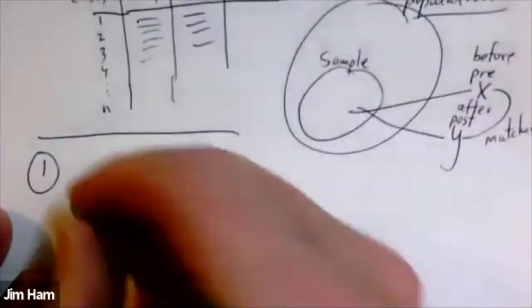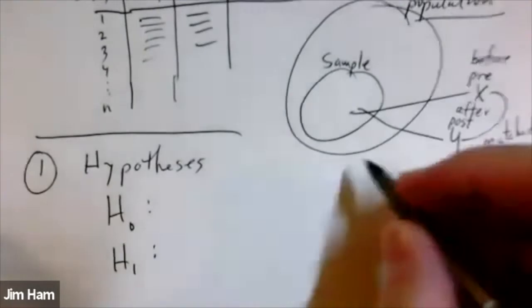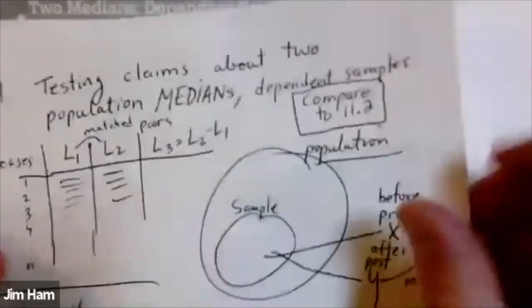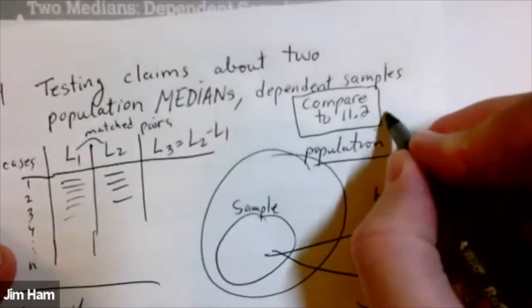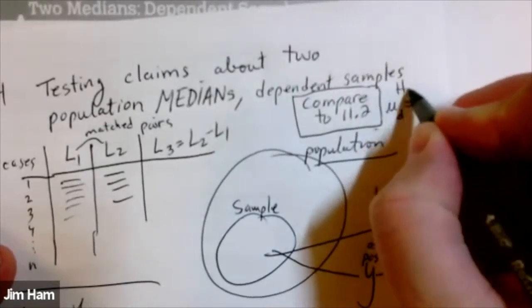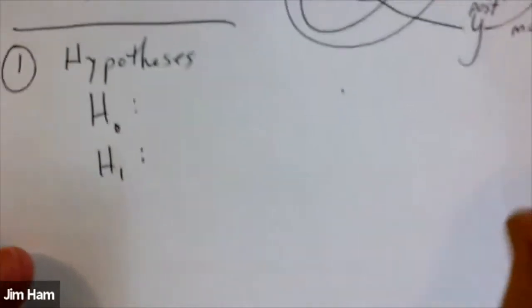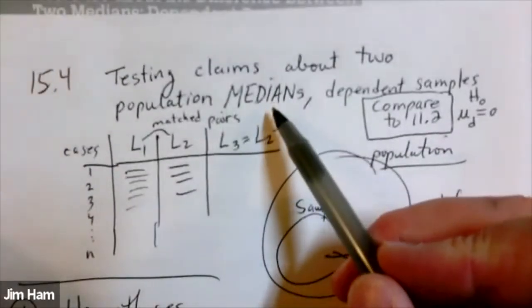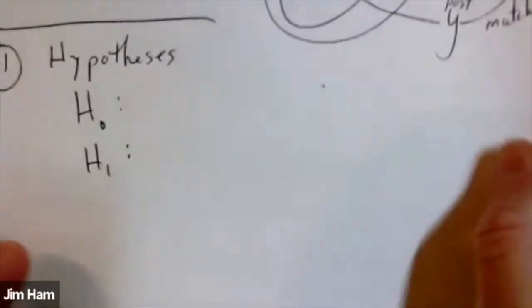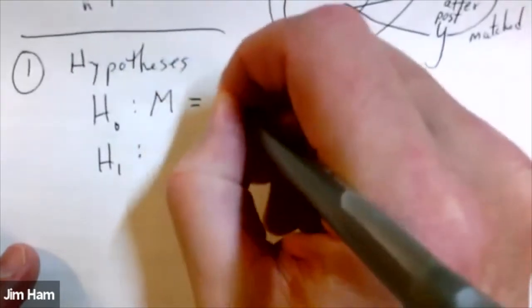Step 1 is the hypotheses. And in this one, if you remember, back in section 11.2, we had the mean of the differences was equal to 0, and that's what our null hypothesis would be. This test is very, very similar to that, except instead of means, the claims will be made about medians. So the median is equal to 0.